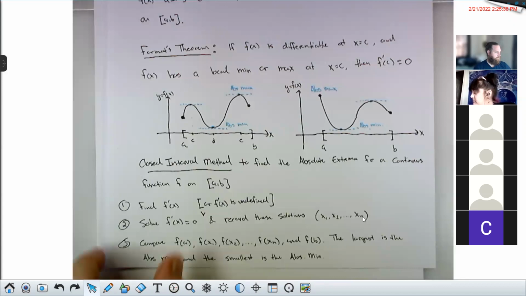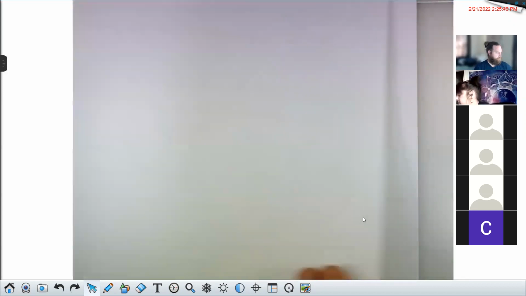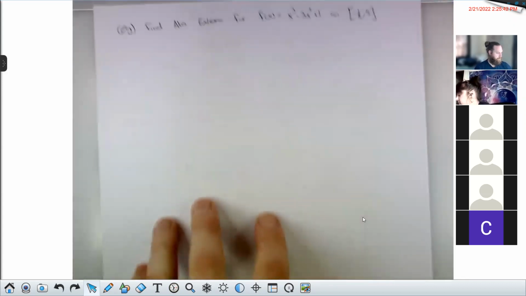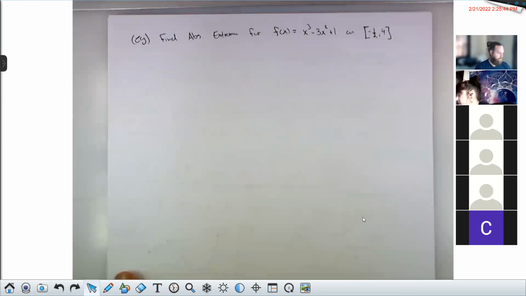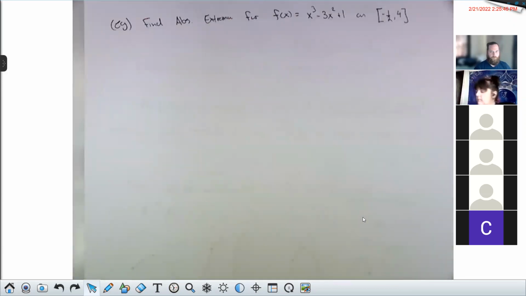Okay, so let's do it. I want to find all the absolute extrema for this function on this interval. This function is a polynomial, so we can trust that it is continuous and differentiable everywhere. In particular, it is continuous on this interval. So I can apply my closed interval method.